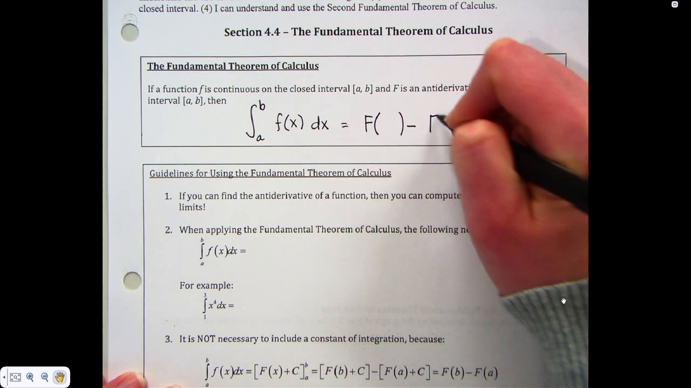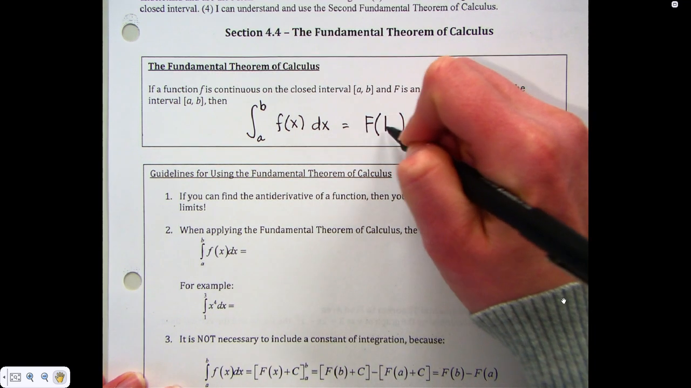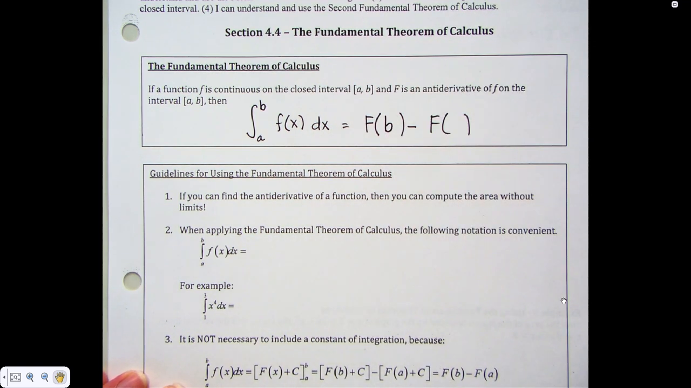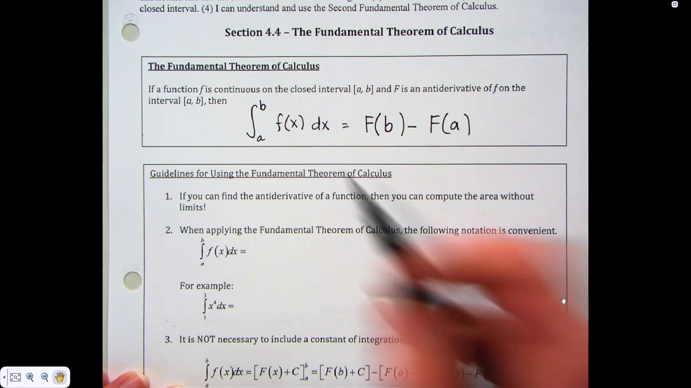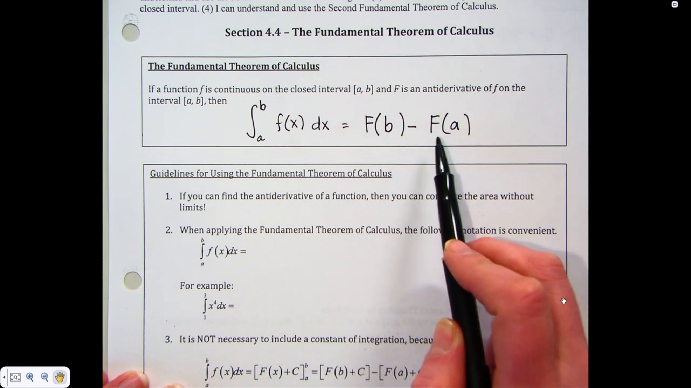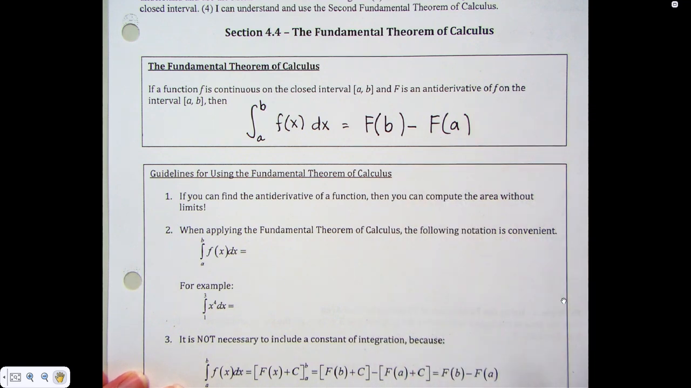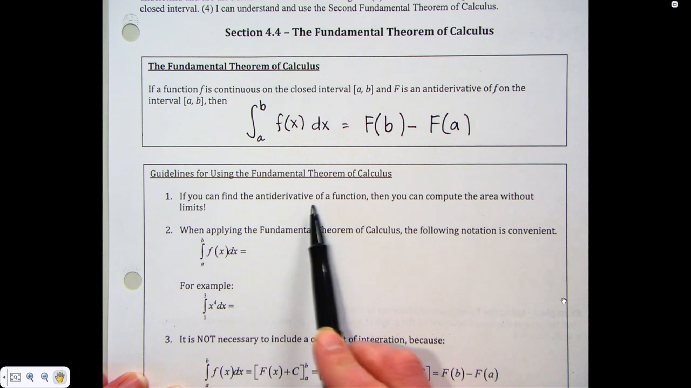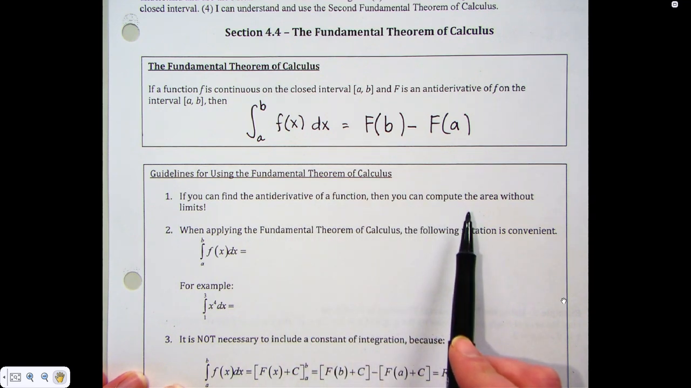And here's the trick. We're going to plug in our b value, our upper bound, to that antiderivative, and then subtract the antiderivative evaluated at a. So the integral from a to b of f of x dx is equal to F of b minus F of a. I'll show you some examples. It'll go pretty easy. If you can find the antiderivative, you can compute the area. We just talked about that.